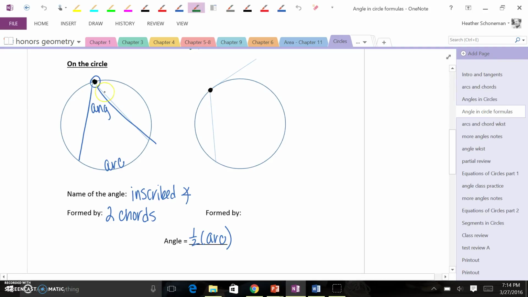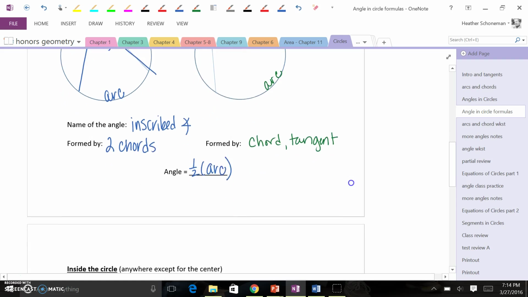We know it's an inscribed angle when it's formed by two chords, and we know then the angle is half of the arc. Well, the angle is still going to be half of the arc as long as the vertex is on the circle. And in this case, the angle is still going to be half of the intercepted arc. But this time, this angle is not created by two chords, it's created by one chord and a tangent. But because the vertex still has the same location, we still have the same formula.